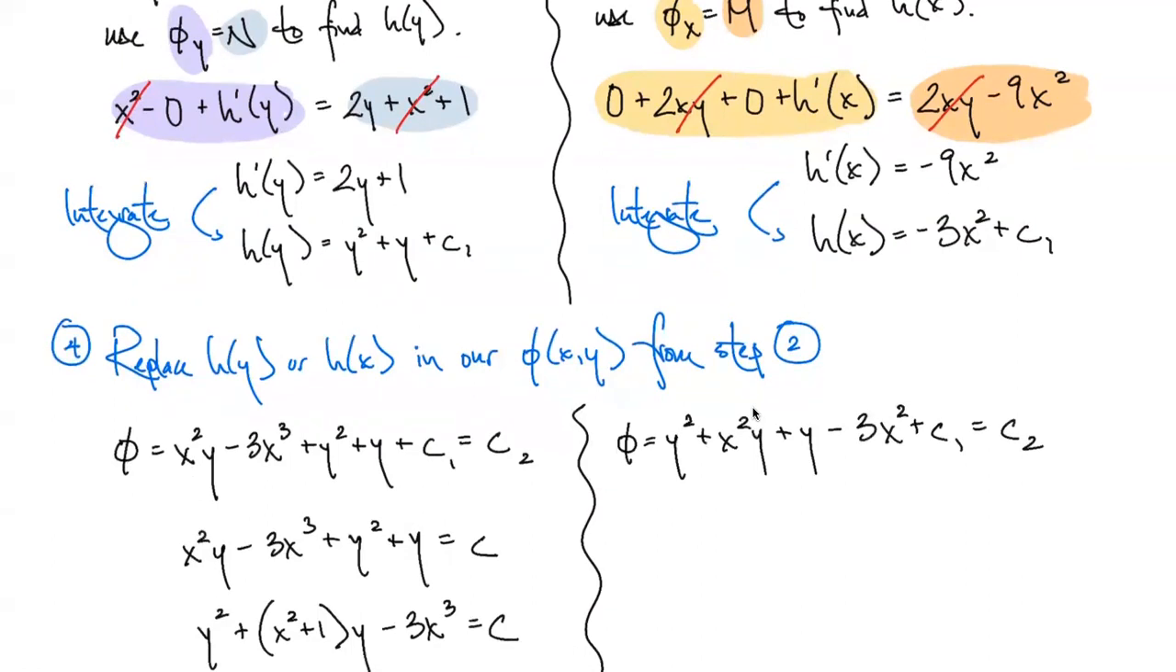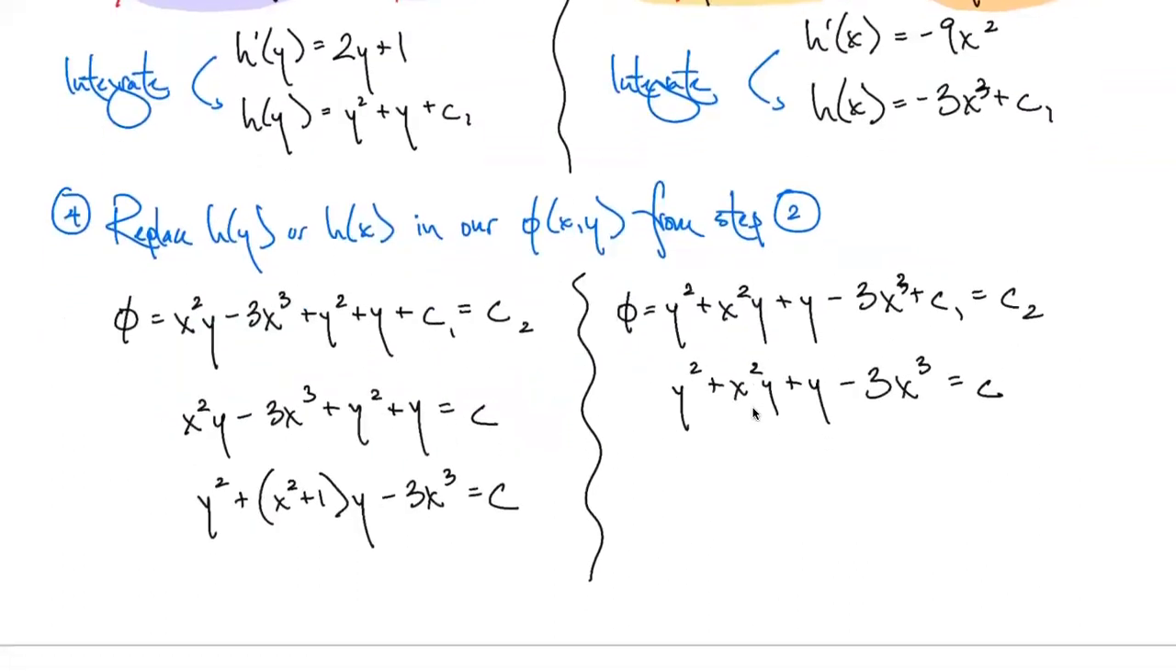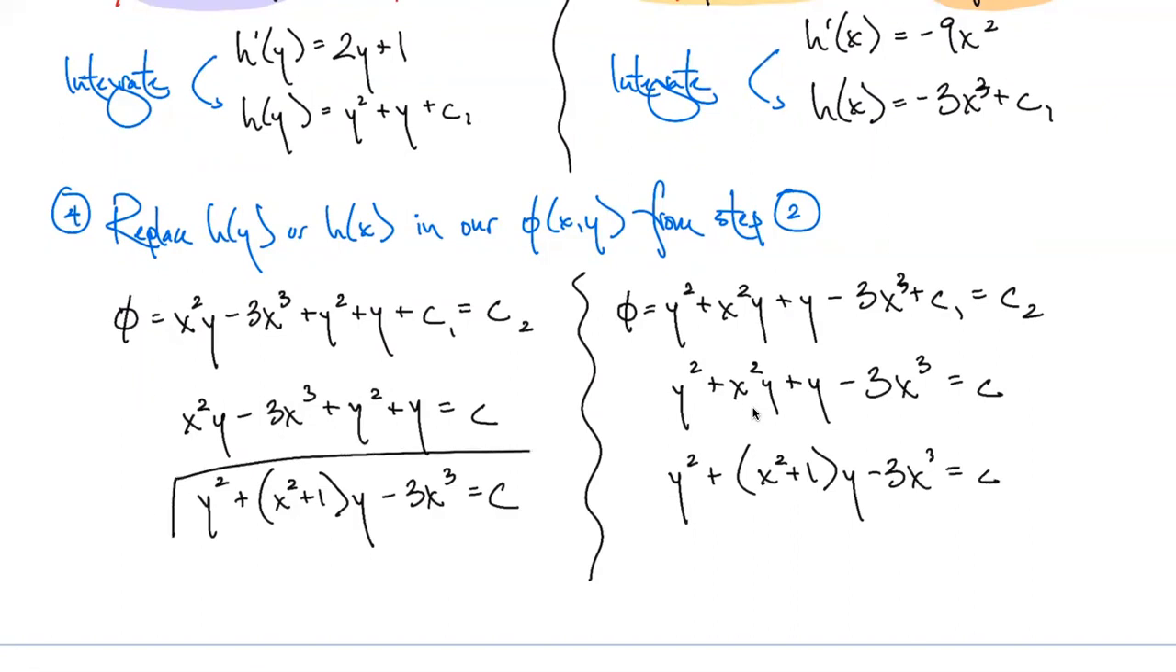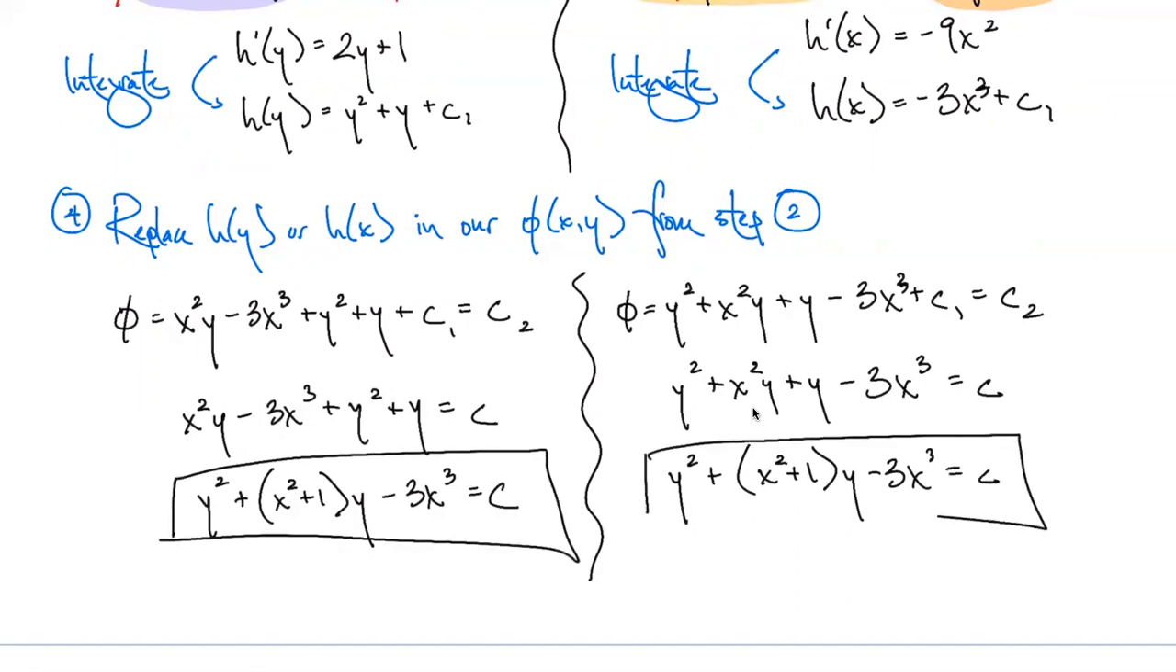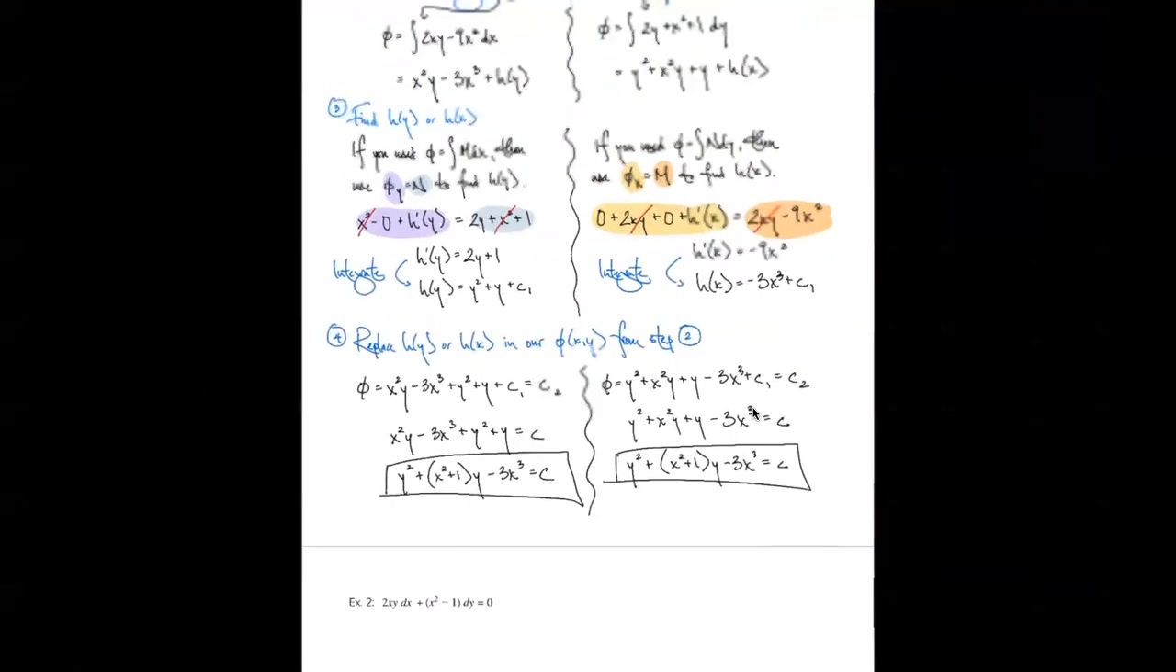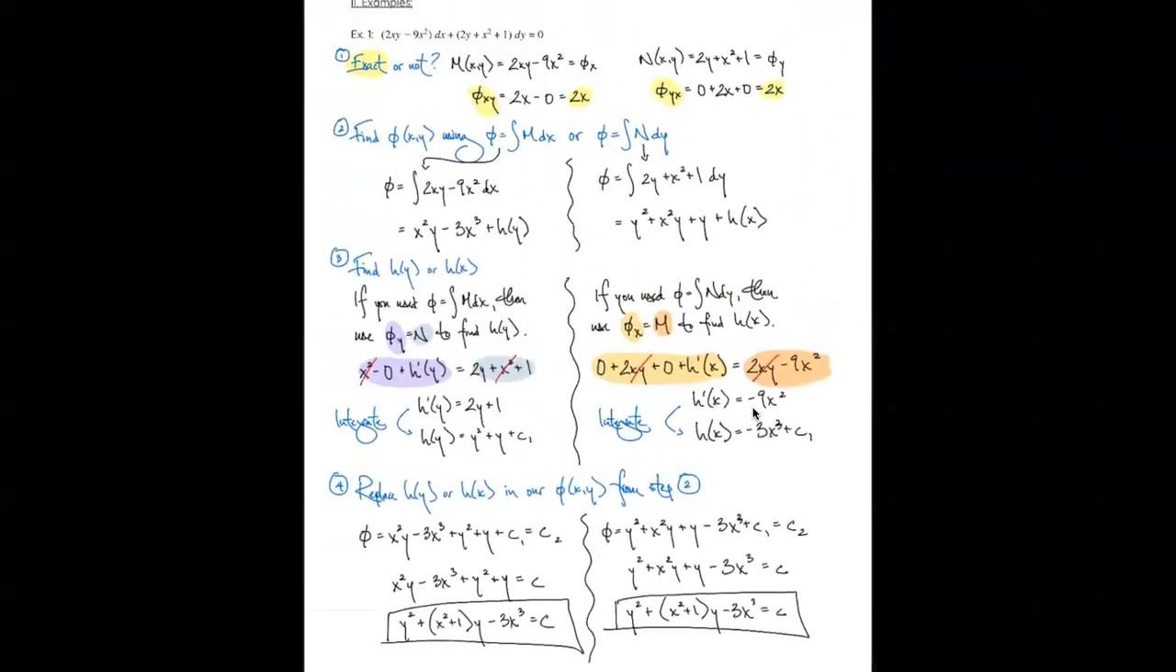And we want to go ahead and move the c's to the same side. So y squared plus x squared y plus y minus 3x. Oh, this is a cubed, sorry. 3x cubed equals c. And I can tell right here in these middle two, if I factor out y, I get y squared plus x squared plus 1 y minus 3x cubed equals c. And so we've shown in a very long problem, because we actually did 2 problems in one, all right?